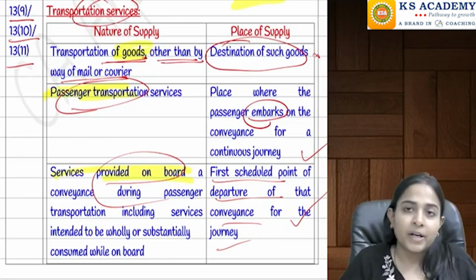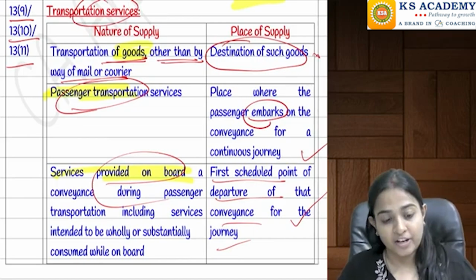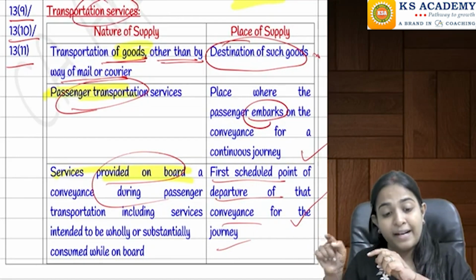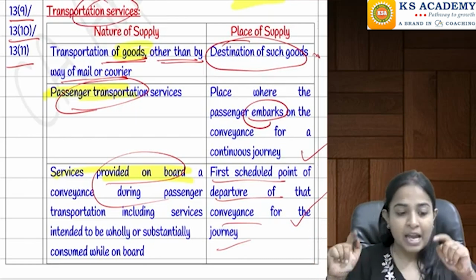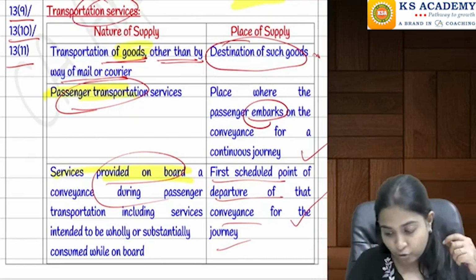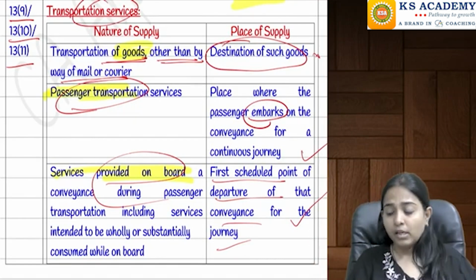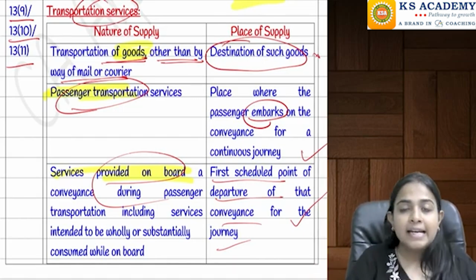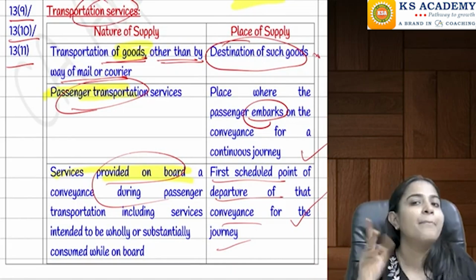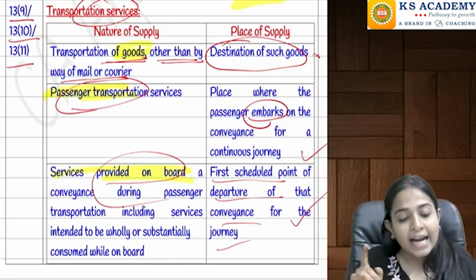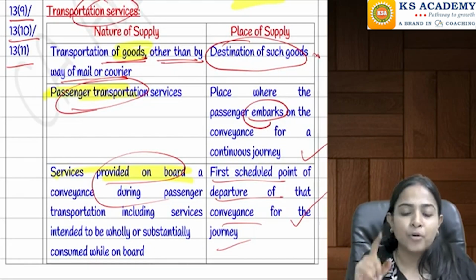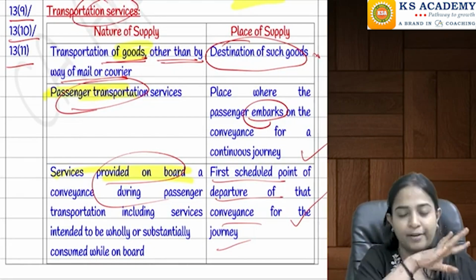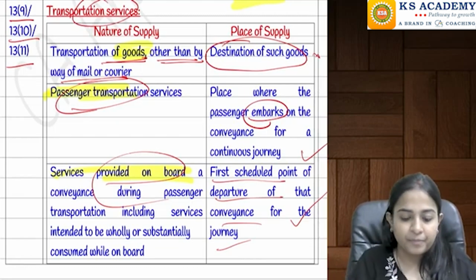In case of transportation of goods, the place of supply will be the destination of such goods. In case of transportation of passengers, it is the place where the passenger embarks, where he starts his journey. And in case of services supplied on board, it is the first scheduled point of departure, that was the same as section number 12.